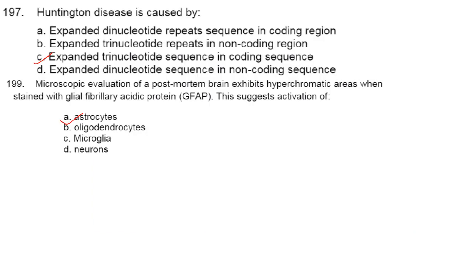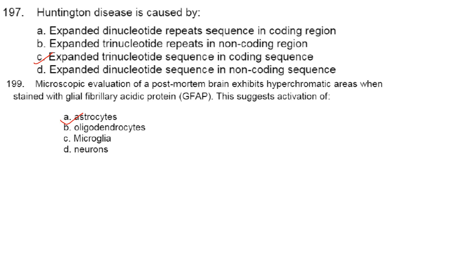Huntington disease is caused by. So the Huntington gene provides the genetic information for Huntington protein. Expansion of CAG repeats in the gene coding for the Huntington protein results in an abnormal mutant protein which gradually damages the brain cells. So expanded trinucleotide repeat in the coding sequence. Answer is option C. Then next one.